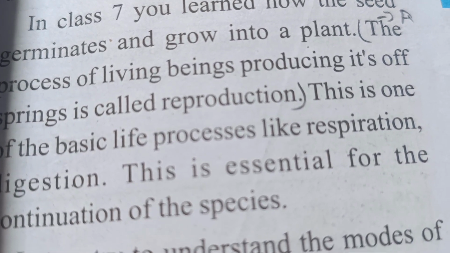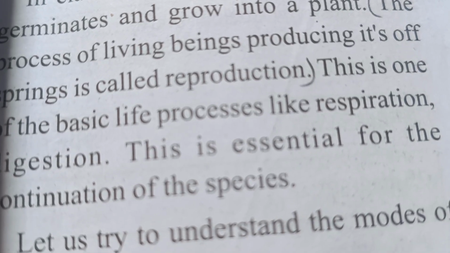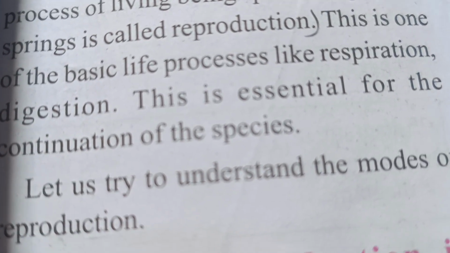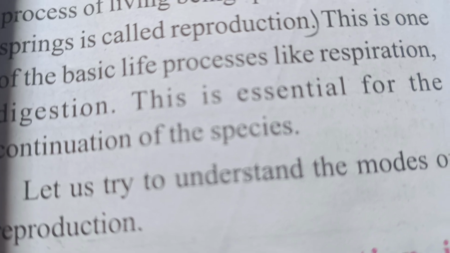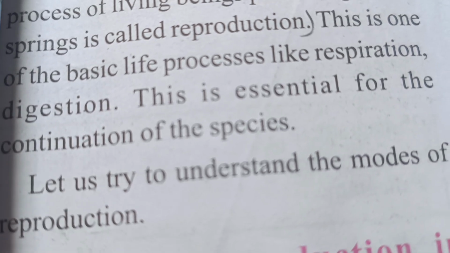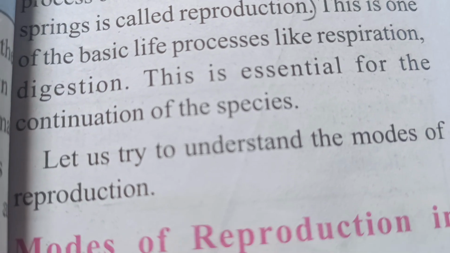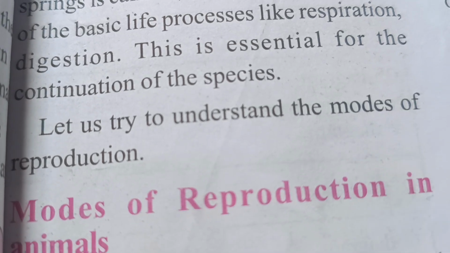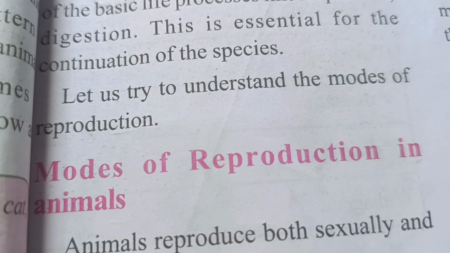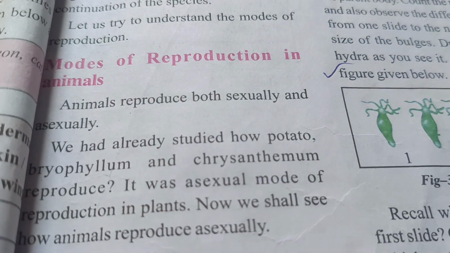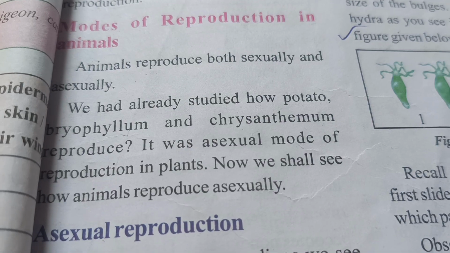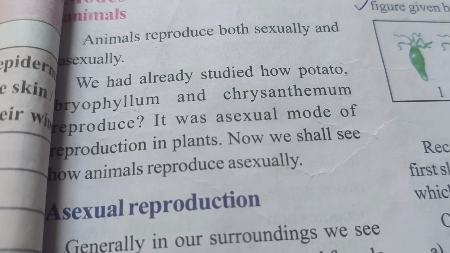The process of living beings producing their offsprings is called reproduction. This is one of the basic life processes like respiration, digestion. This is essential for the continuation of the species. Let us try to understand the modes of reproduction. Modes of reproduction in animals. Animals reproduce both sexually and asexually.